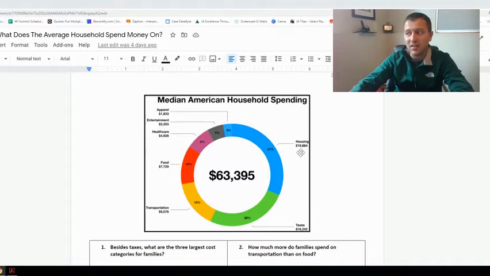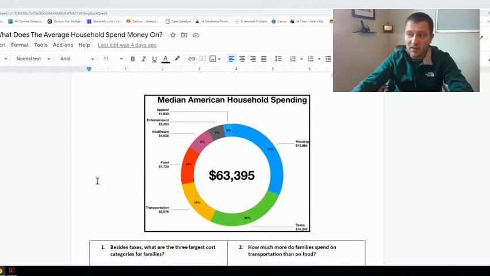So about $19,884 is spent on housing. When we talk about housing, we're talking about rent or mortgage, all the utility bills, possibly insurance, renter's insurance or mortgage insurance. Okay. $16,242 is spent on taxes. These are the taxes that we pay to the government when we earn a paycheck.